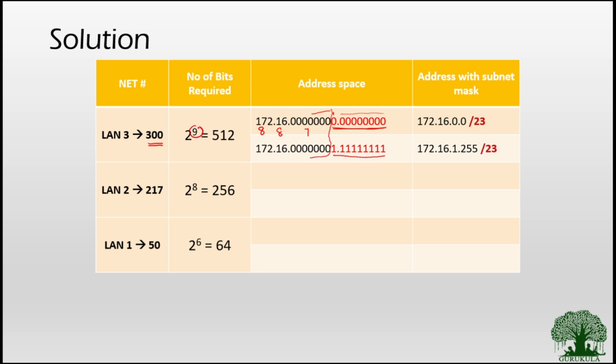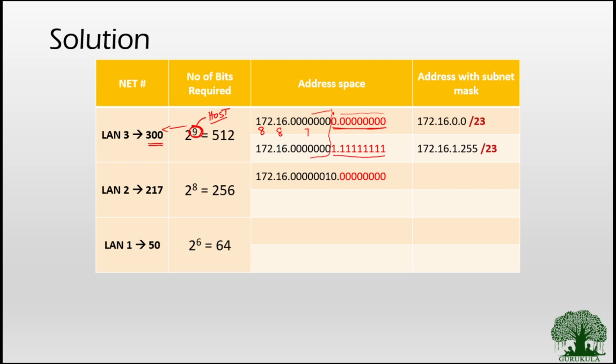So what I am using here is the number of bits required to represent the host. Except for these 9 bits used to represent the host, all the remaining bits are used to represent the network. That is the principle hidden behind this.